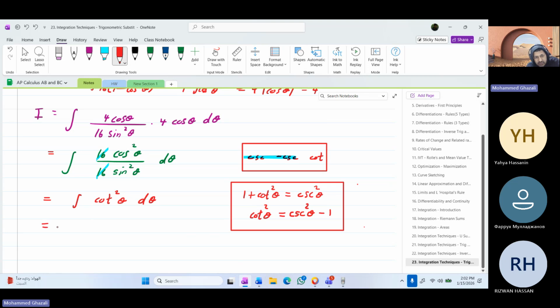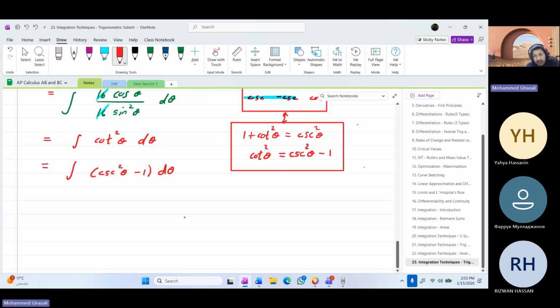So change the cot squared to cosec squared minus 1. You need to understand why. This is not a pair. Cosec cot is a pair, but cot squared is not a pair. That's the reason why we are doing this. So remember to use these in conjunction. Now we can integrate cosec squared, great, because that's a pair. So the integral of cosec squared is negative cot theta.